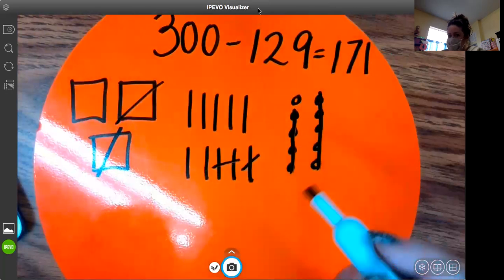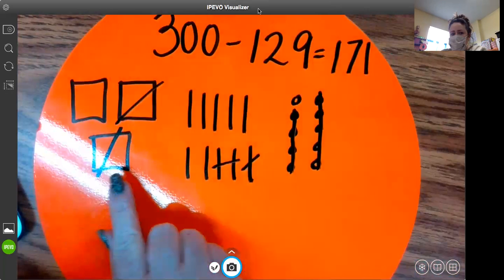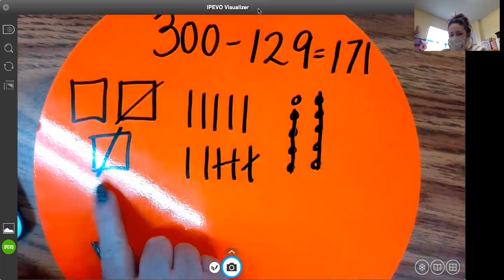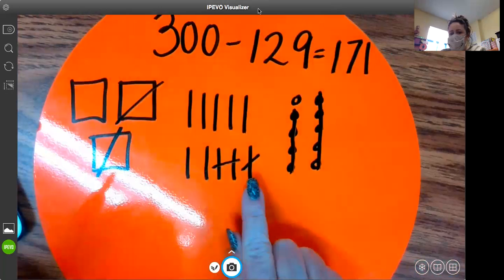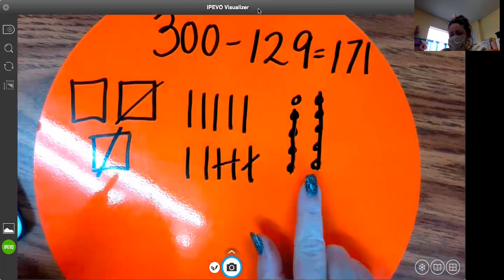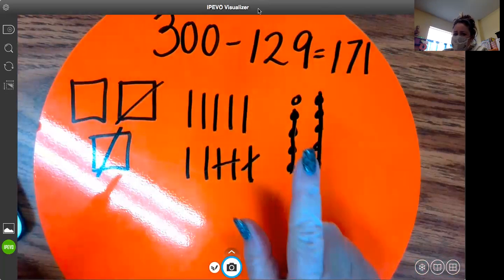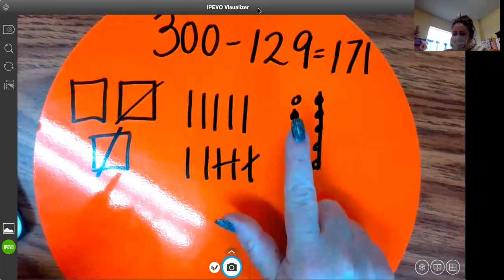Some common errors that second graders make are that they will trade 100 for 10 10s, but sometimes they forget to mark out the one that they traded. Same thing with the 10s and the 1s. Sometimes they'll forget to mark out the one they traded when they're trading for 10 1s. Also, when they're trading, if they mark out a 10, they need to draw 10 1s.